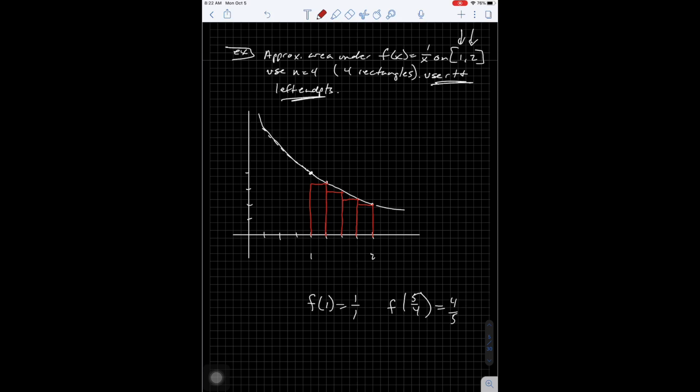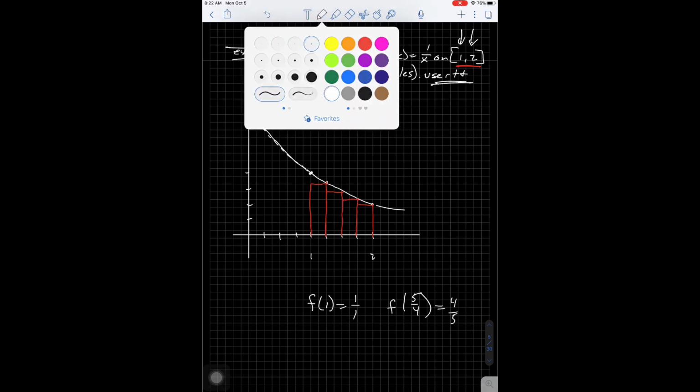Okay, so what I'm doing is I'm taking this distance right here and I'm dividing it up into 4 sections. That's why I picked my scale to be a quarter. If I had said use 3 rectangles, I would have picked my scale to be a third for each rectangle. So just something so you can see clearly what's going on.